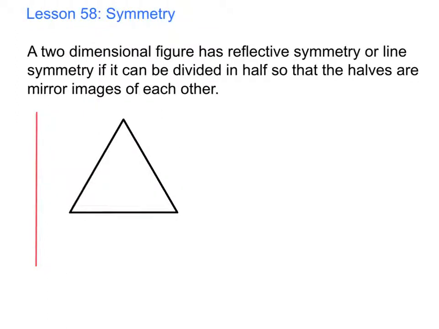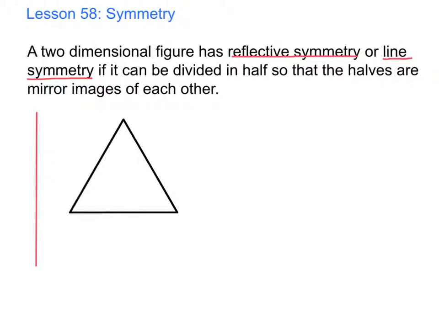Today's lesson 58 is about symmetry. When looking at a two-dimensional figure like the triangle I have drawn, we can say that a two-dimensional figure has reflective symmetry or line symmetry if it can be divided in half so that the halves are mirror images of each other.